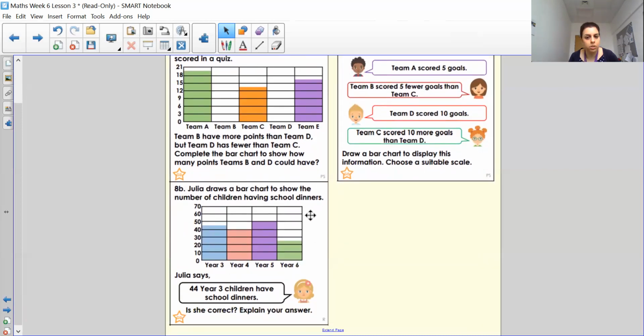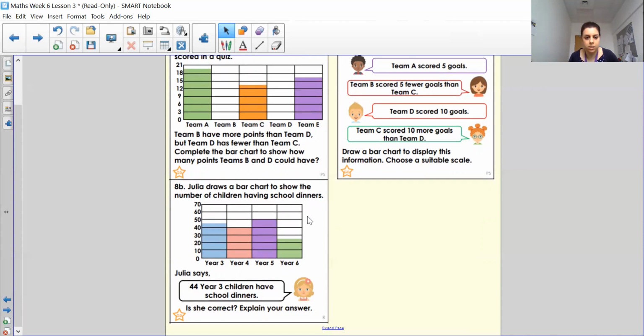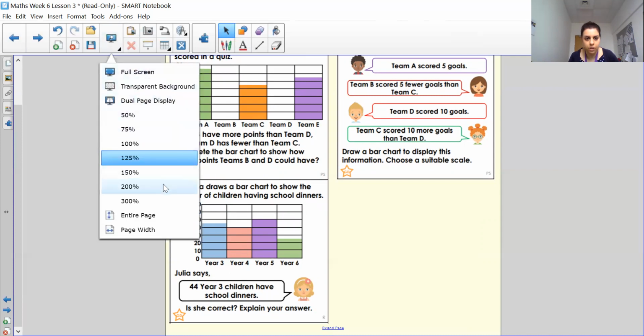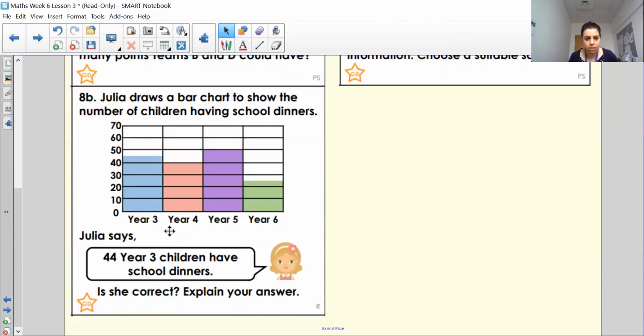Julia draws a bar chart to show the number of children having school dinners. Julia says 44 Year 3 children have school dinners. Is she correct? Explain your answer. You're going to have to look very carefully. I'm going to zoom in for you there at where Year 3, where that line goes.